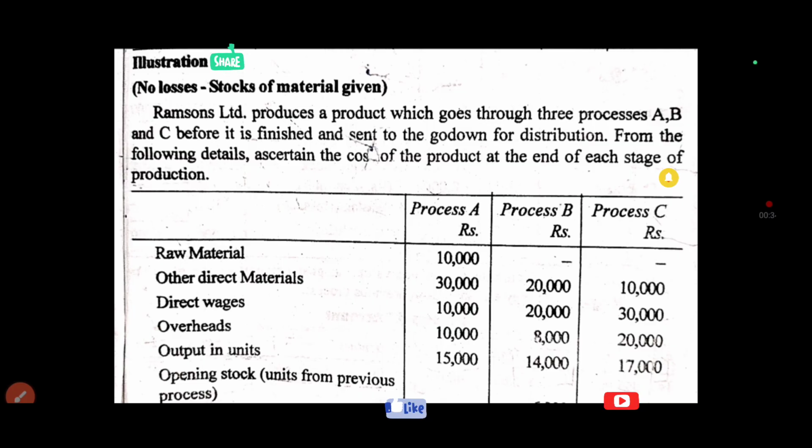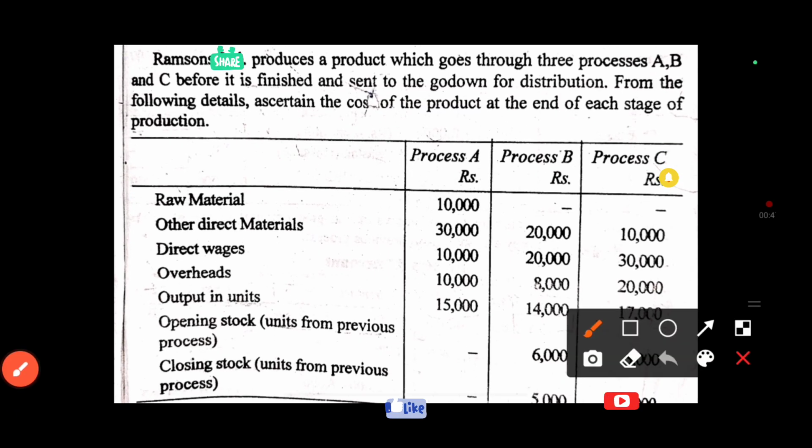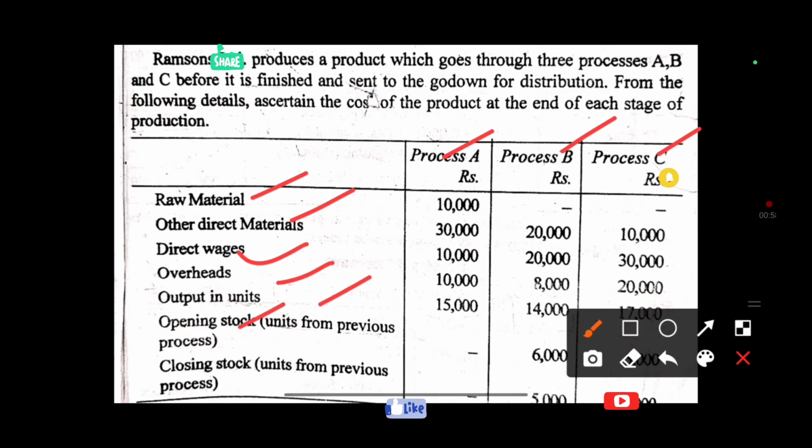What they asked, from the following details, is to ascertain the cost of the production at the end of each stage of the production. So at the end of each process, we need to find out the cost of the production. What are the items they have given? For processes A, B, C, the items given are raw material, other direct materials, direct wages, overheads, output units, opening stock, closing stock.